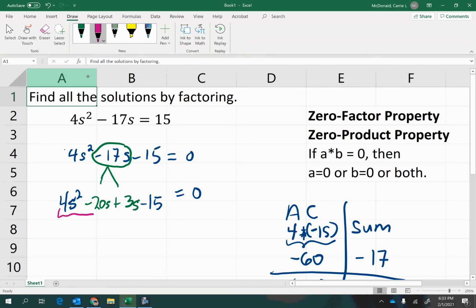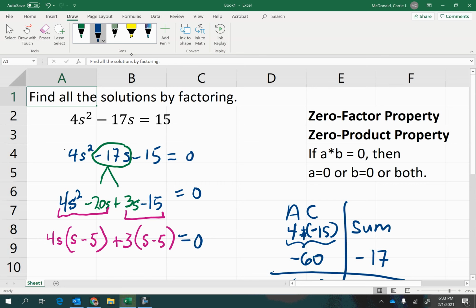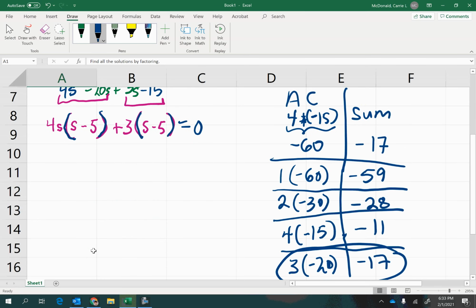So I'm going to pair up these and pair up these and see what I can factor out from each pair that's common. From the first two terms, I can factor out 4s, and that would leave inside s minus 5. From the second pairing, I can factor out a 3, and that will leave s minus 5. And then I still have the equals 0 over there on the side. And now I see that I have a matching set of parentheses, and I can factor that out as a common term, and that leaves 4s plus 3 in a second set of parentheses. So that's the factoring part of it.